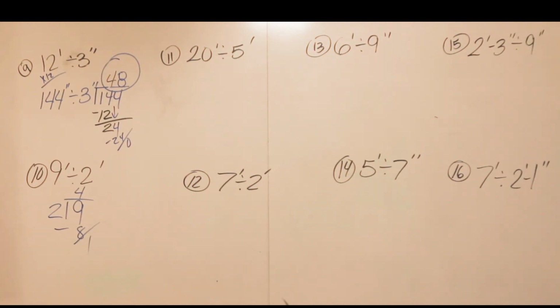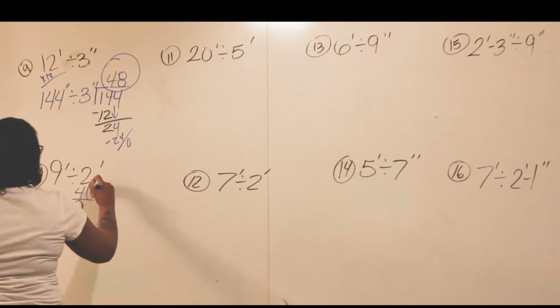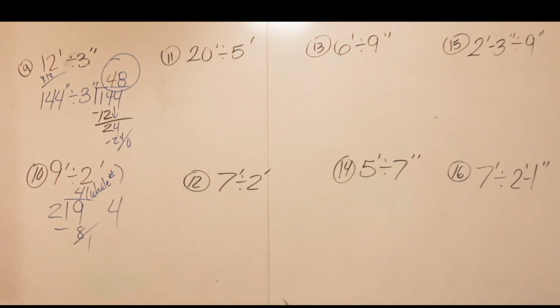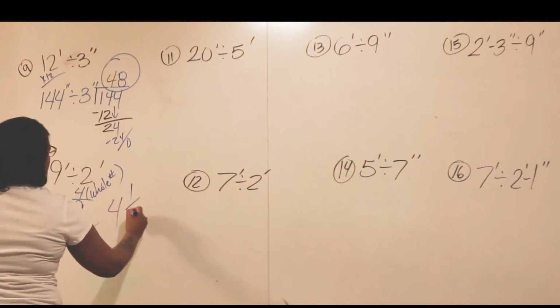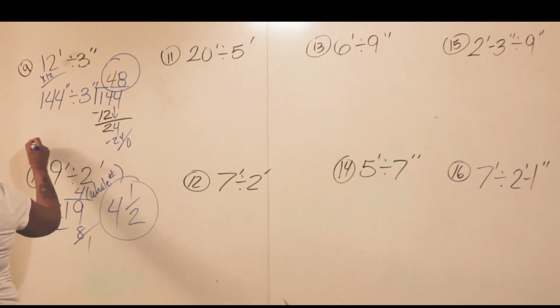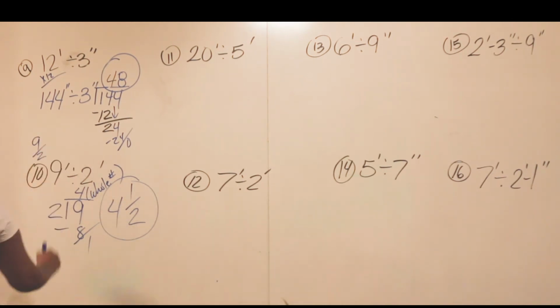So my final answer for this one would be what? 4. My 4 is right here. That's my whole number. We got 4 and 1. That's my final answer. We got this 9 divided by 2. So final answer is 4.5. 9 divided by 2. Measurements were the same, so we dropped them off.